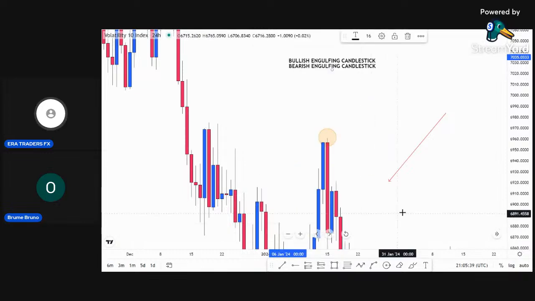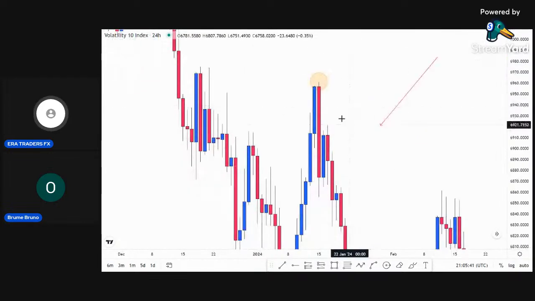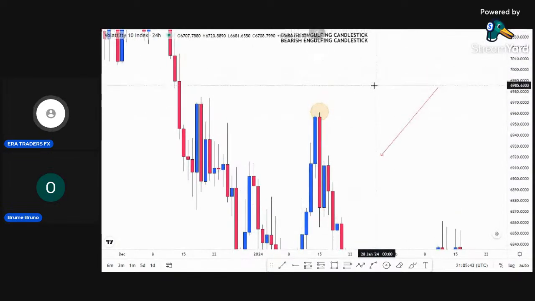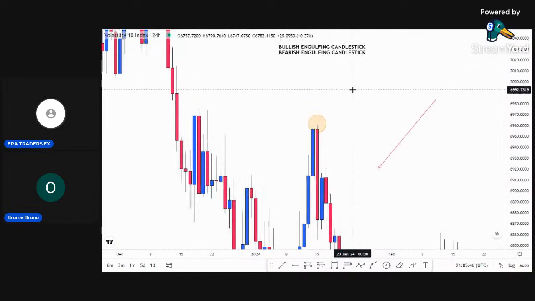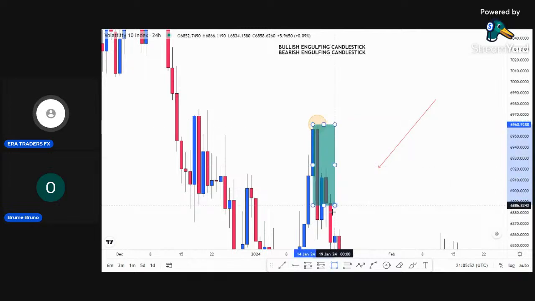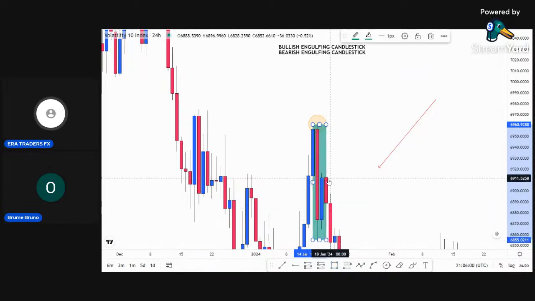Do you understand? When we say engulfing, that means one engulfed the other. It covered the other. For example, you could see that this red candle engulfed this former blue candle, which is your buy candle. The sell candle engulfed the buy candle.